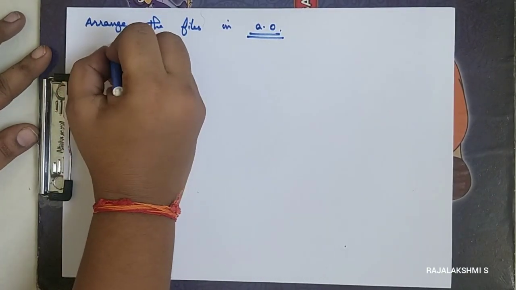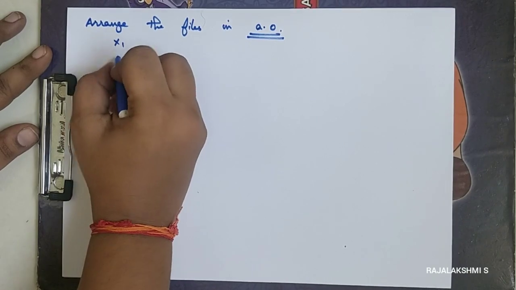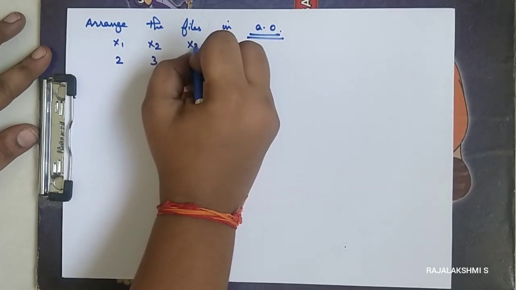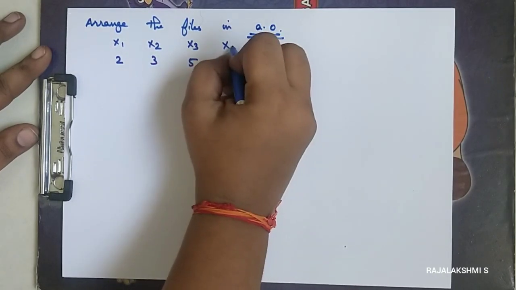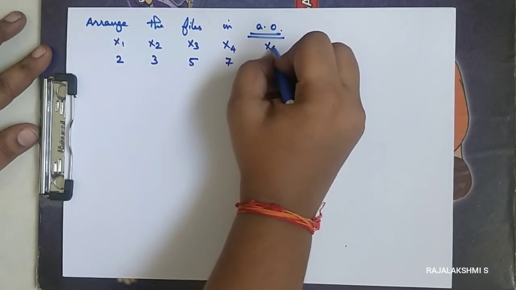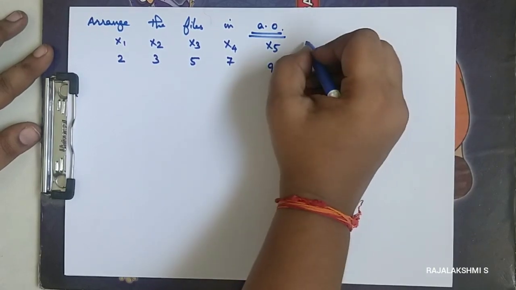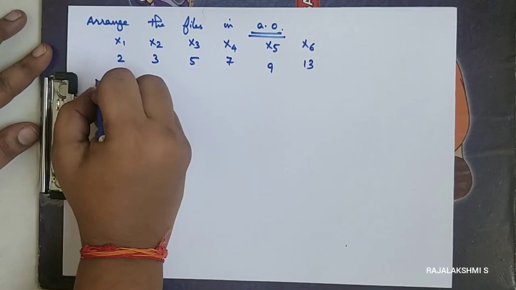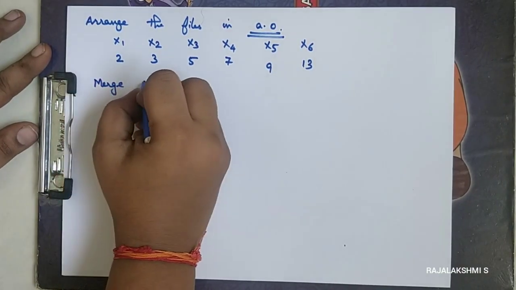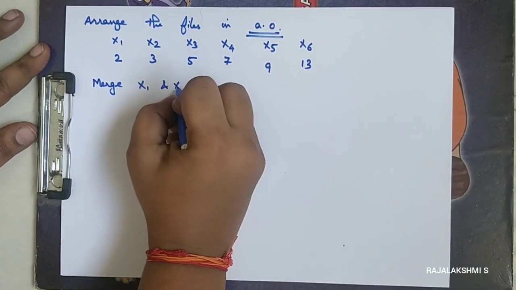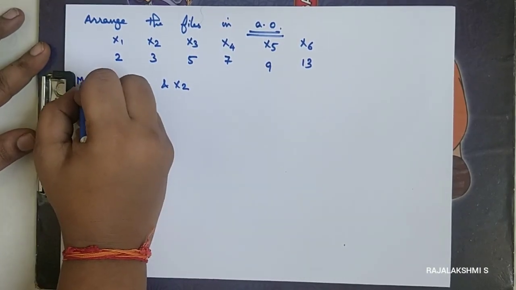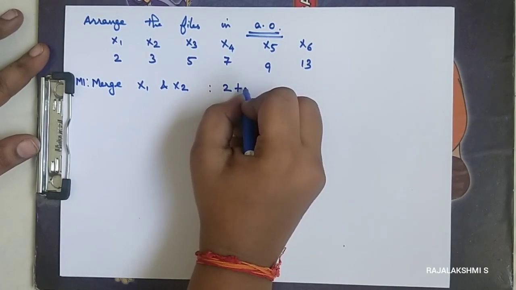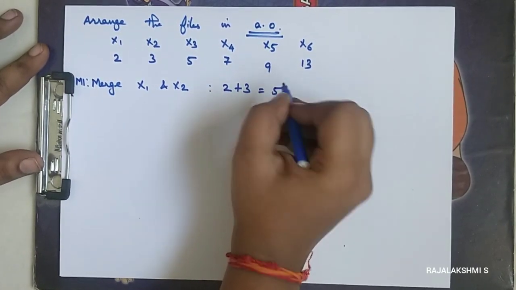So now if I arrange the files in ascending order, I will be having x1 with the size 2, and x2 with the size 3, and x3 with the size 5, x4 with the size 7, x5 with the size 9, and x6 with the size 13. Okay, so now I start the merge process. Merge the file x1 and x2. So let me name it as m1. So the size of x1 is 2 and size of x2 is 3. So it will be equivalent to 5.